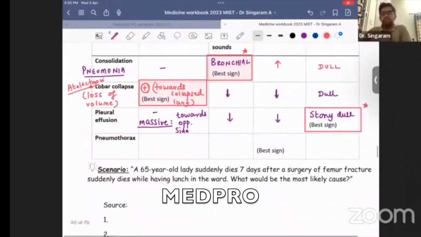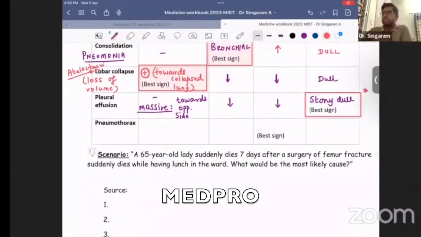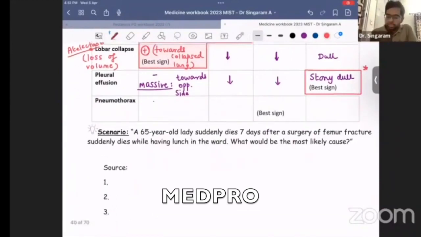Okay, then pneumothorax. I think all of you know pneumothorax means what? Air is accumulating inside the lungs, or air is there in the thoracic cavity. Air is there in the pleural cavity. It is called pneumothorax. So will it cause a pleural effusion? Usually pneumothorax, no. But if it is massive, any of you know what is the word for this massive pneumothorax? It is called tension pneumothorax.